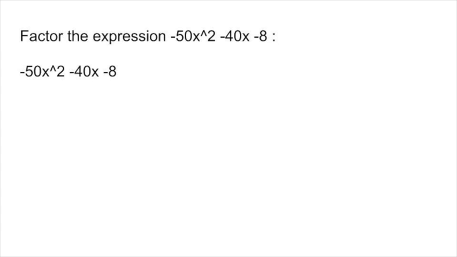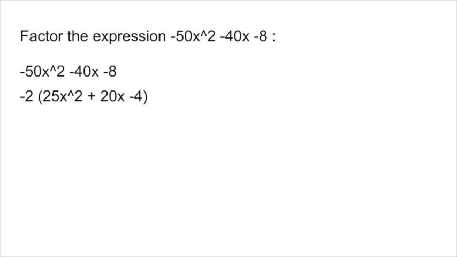Question 4 from page 230, number 7C. Factor the expression negative 50x squared minus 40x minus 8. We have another trinomial. Factor out any common term. Here I'll factor out negative 2, leaving me with negative 2 bracket 25x squared plus 20x plus 4.